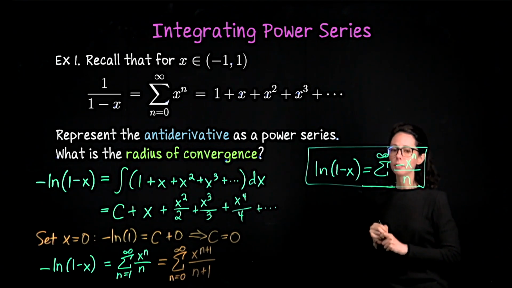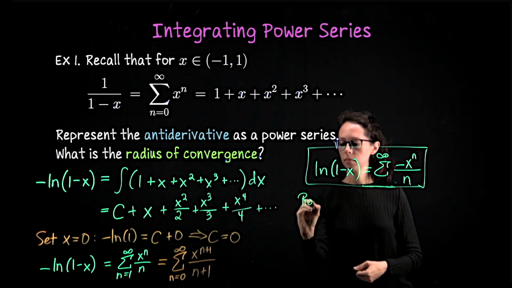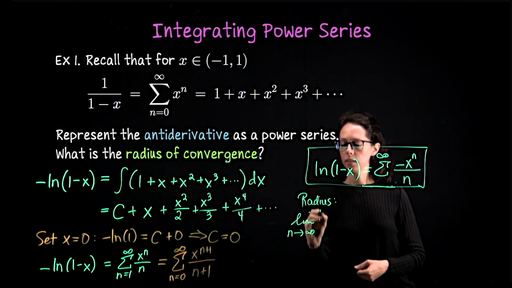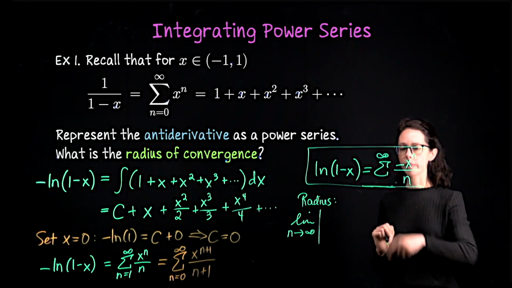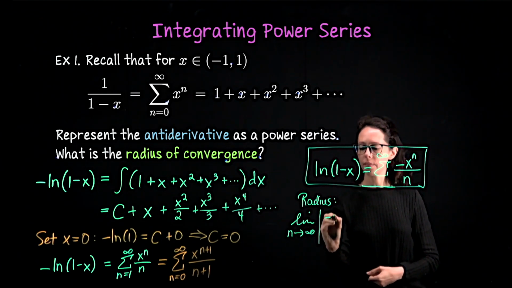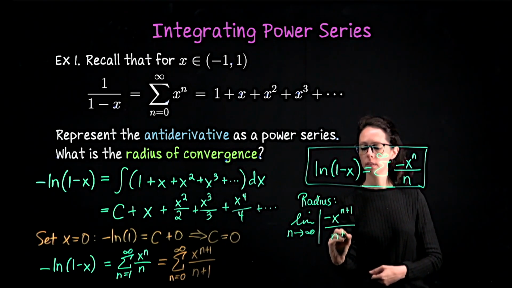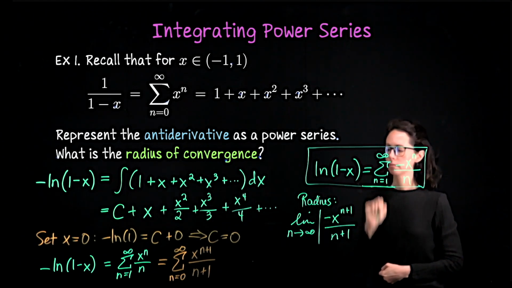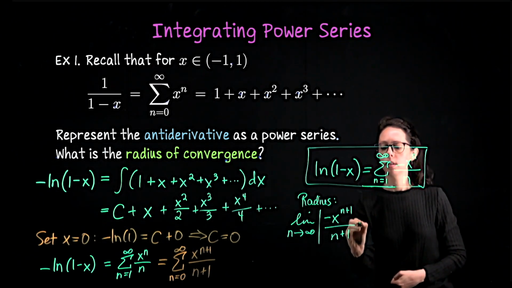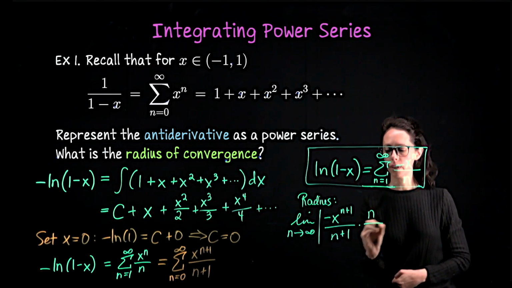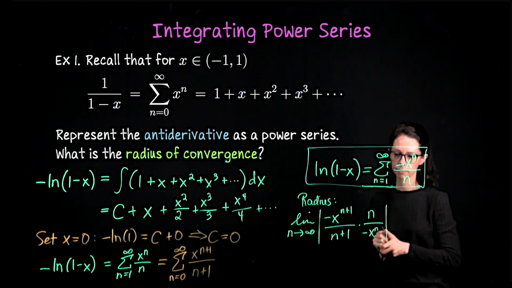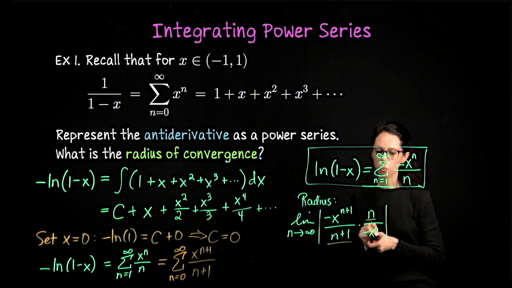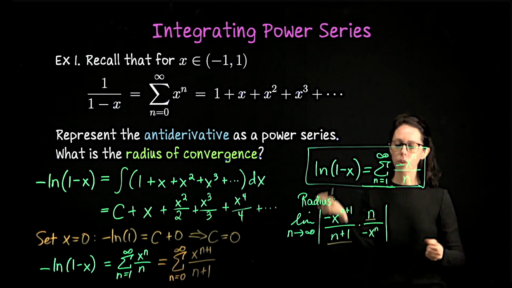We'll use the ratio test for that. So for the radius, let's take the limit as n goes to infinity of this term with n equals n plus 1, or take the n plus 1 version. So negative x to the n plus 1 divided by n plus 1. Divide it by this expression with plain old n. That's going to be multiplying by the reciprocal, n over negative x to the n. As n goes to infinity, the ratio of n to n plus 1 goes to 1. This reduces to overall just the absolute value of x.